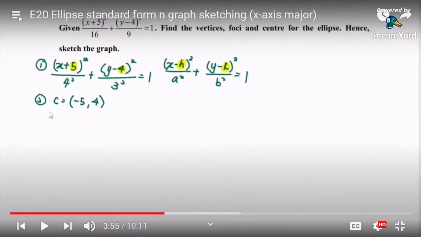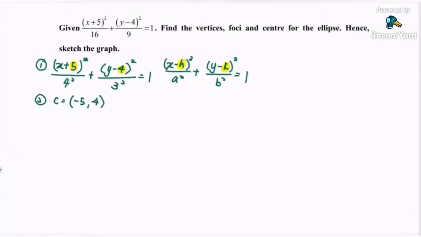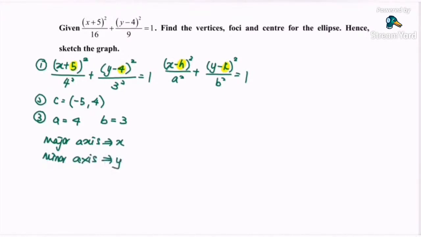So next is to find the value a, b, and c. After that, we have to determine the value of a, where we have 4, and then b is equals to 3. So notice that the value of a is greater than b. So the major axis will be the x, whereas the minor axis will be y.